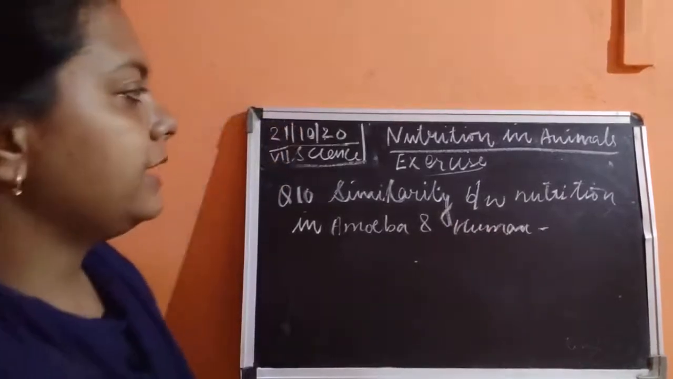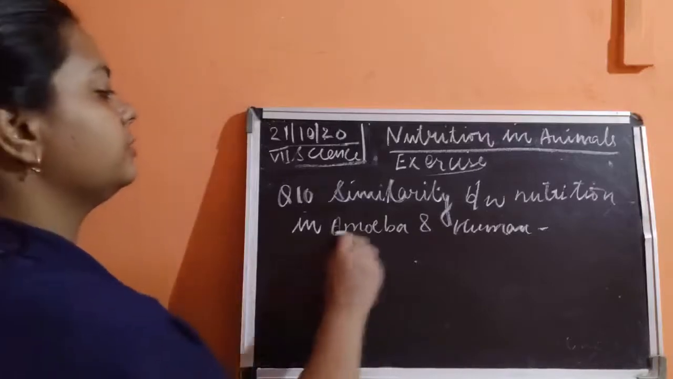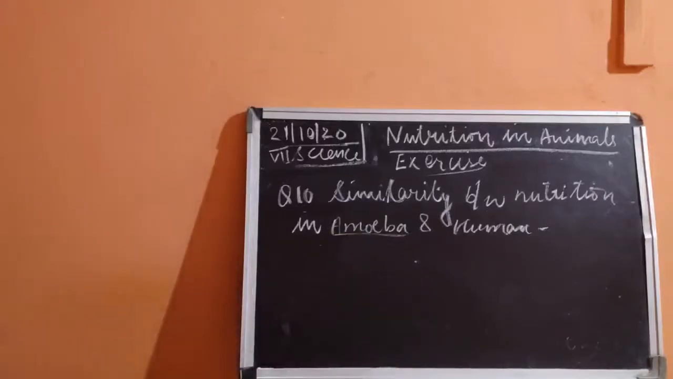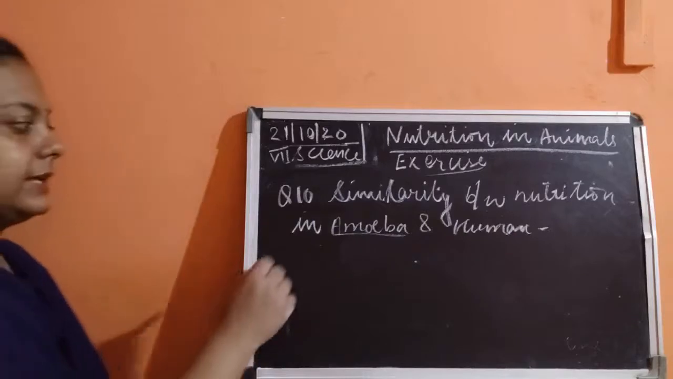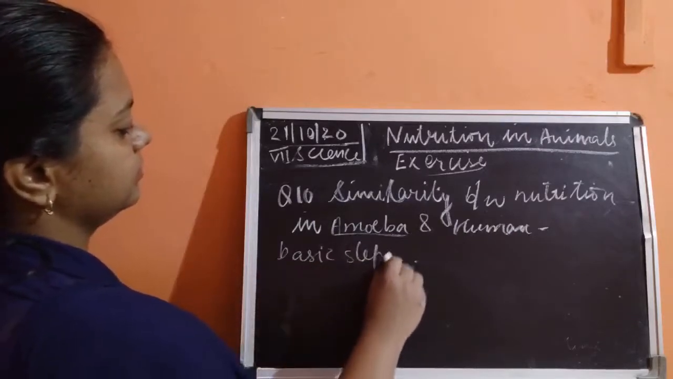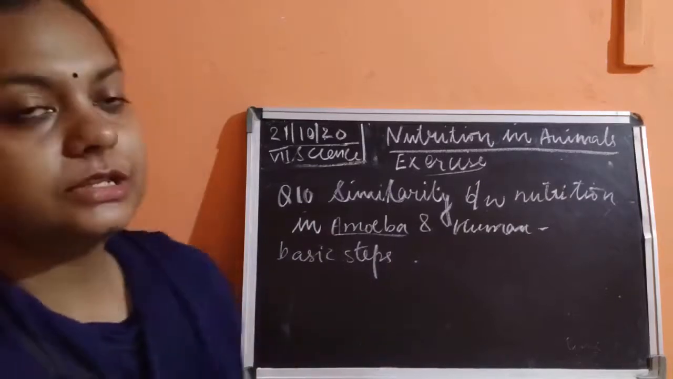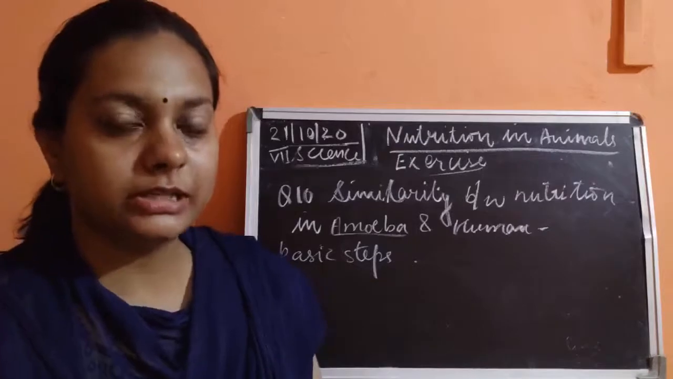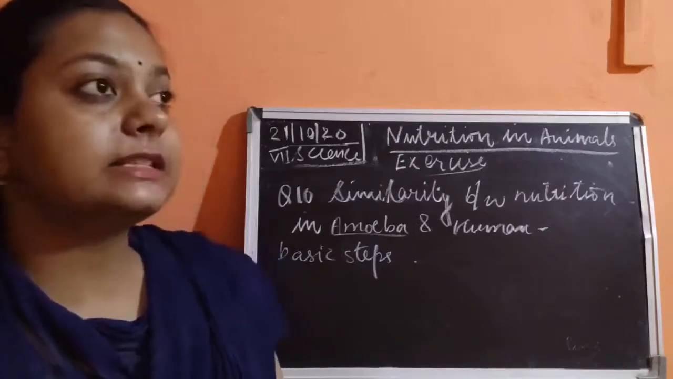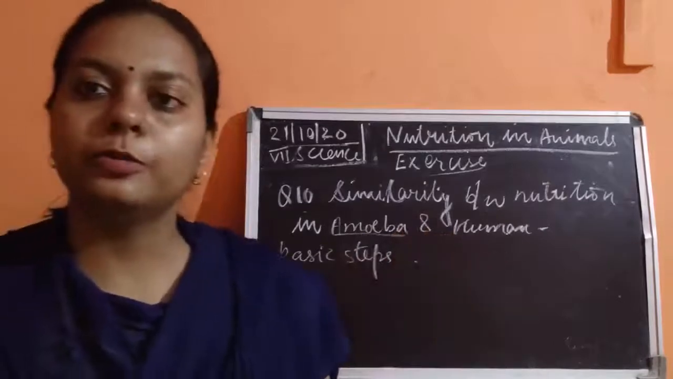So what is the similarity between the nutrition in the amoeba and the human beings? What is it? The basic steps. The basic steps means ingestion, digestion, absorption, assimilation and egestion. It remains the same in the case of the amoeba and the human beings.